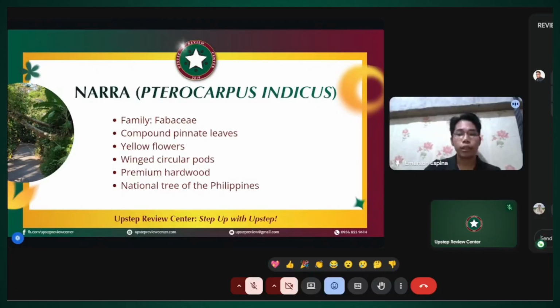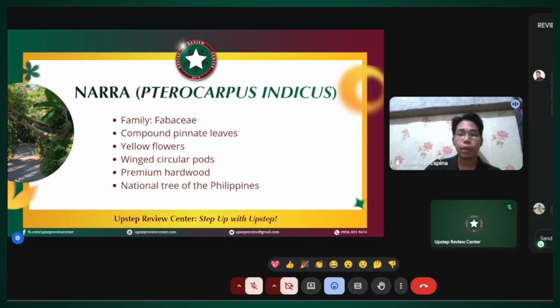So here's the important part. Most students stop at national tree. However, the board exam goes deeper. You may be asked what family Narra belongs to, as well as what diagnostic characteristics Narra possesses, what's the scientific name, what's the economic importance it is known for. So always try to connect when you're understanding species. So for Narra, remember the family is Fabaceae. Main characteristic to remember is the winged pod. And for economic importance, it's considered premium hardwood.